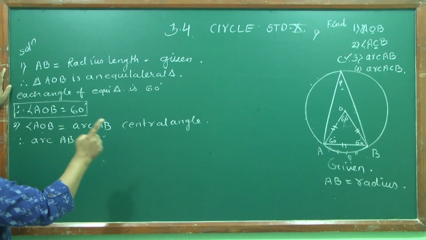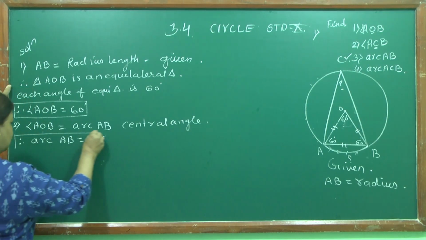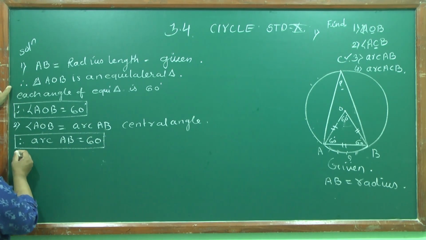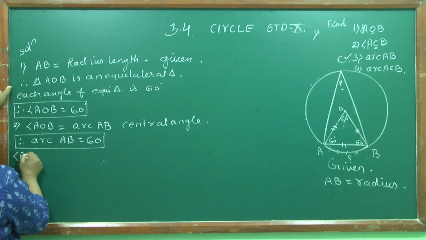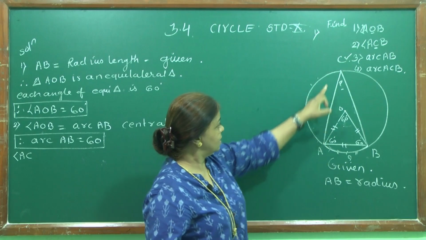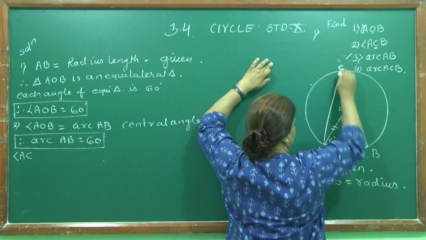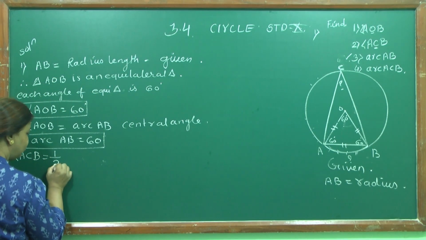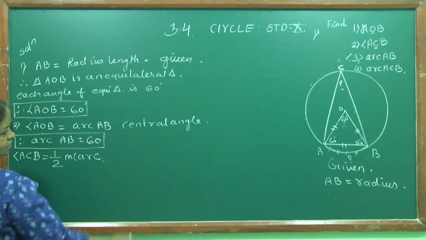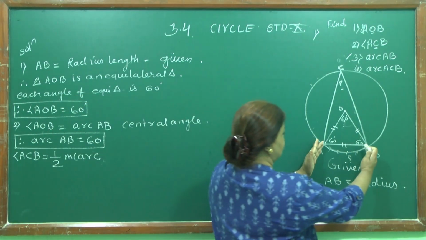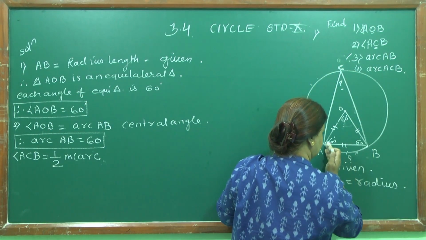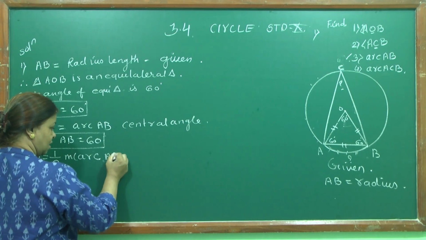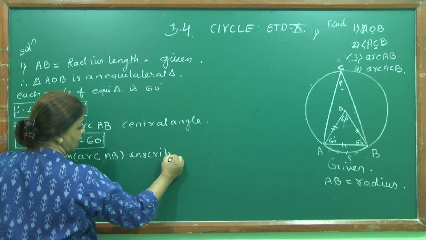Now, we want to find out angle ACB. I can circle angle AOB and put a box around it. Now, see, this is C, children. Angle ACB is equal to half of the measure of arc AB, because ACB is intercepting this arc. The reason is the inscribed angle theorem.